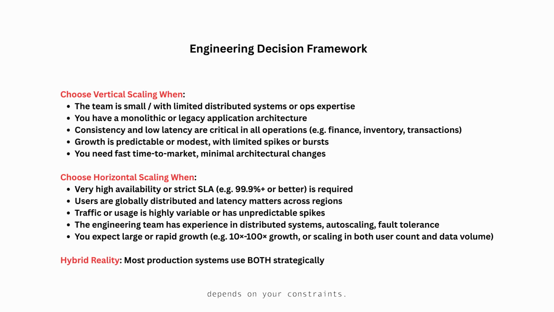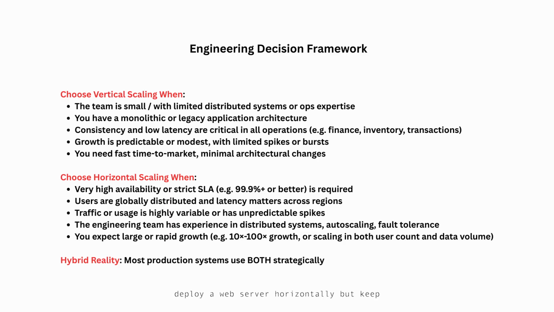The decision really depends on your constraints. If you have a small team and a legacy app with tight deadlines, vertical scaling gives you immediate returns with lower risk. But if you are building a global platform that needs strong uptime, low latency worldwide, and you anticipate rapid growth, horizontal scaling becomes critical. In practice, many successful systems start vertically or use vertical for some components, and then incorporate horizontal scaling as demand, scale, and complexity grow.